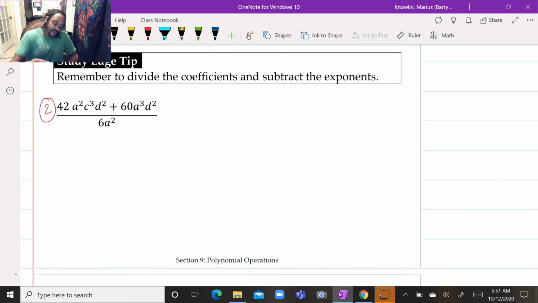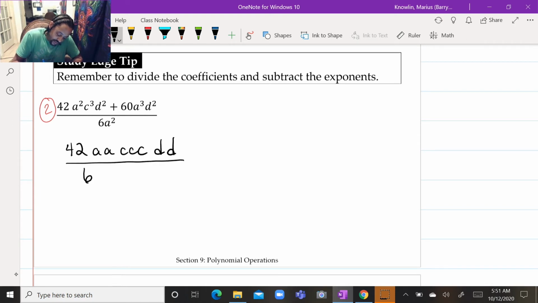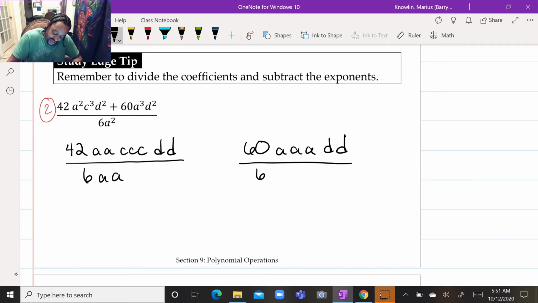So once again, we're going to split it up. This is going to say 42, and we can write out the a's if we want: a, c, c, c, d over 6a. And then we have 60 a and d over 6a. Now, instead of subtracting the exponents, we can use this strategy to just cancel out, and whatever's left over is left over. So the a's cancel out.